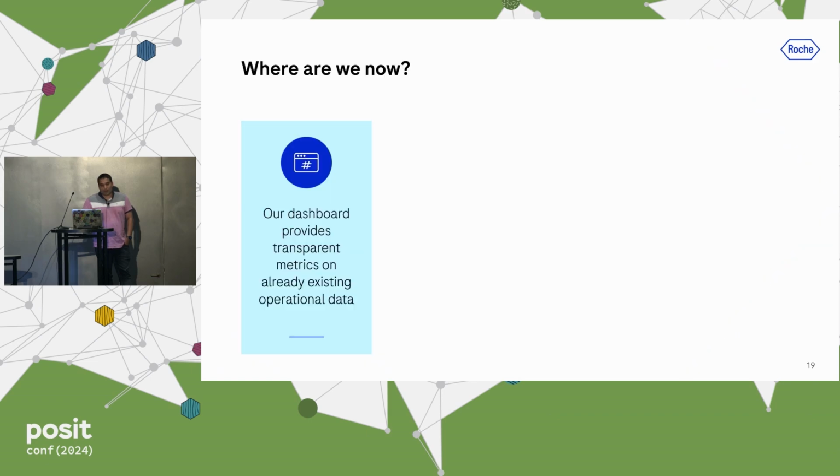Yeah, so where are we now? We have this dashboard which provides transparent metrics on data that was already there. We didn't make this data. All of our stuff from the Kubernetes cluster was just sitting in Prometheus, and it was used by our informatics team to monitor the platform, but it was also available to us on the business side to understand the users of the platform.